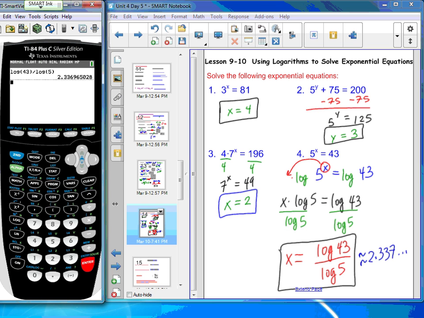Did it matter that I took a log? No. In fact, I could have taken a natural log so long as I take the same kind on both sides. Whatever I do to one side of an equation, I have to do to the other side. We could have done the same thing with natural log. If we did ln of 43, close input, divided by ln of 5, close input, guess what I'm going to get? 2.33696... So exactly the same thing. So it's your choice whether you'd like to use logs or natural logs, ln. Both of those buttons are on your calculator.